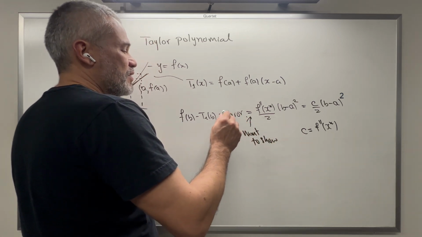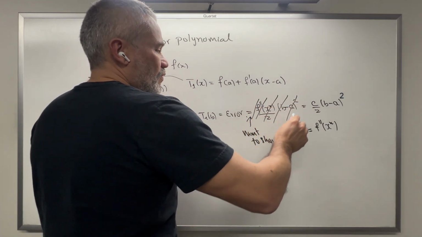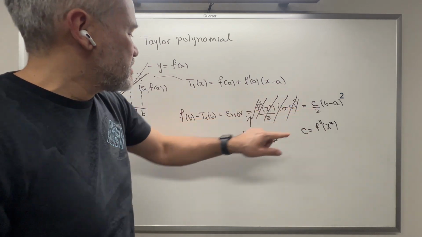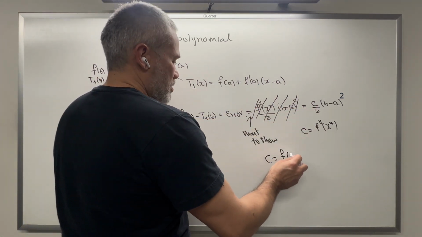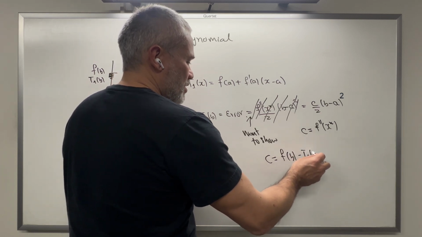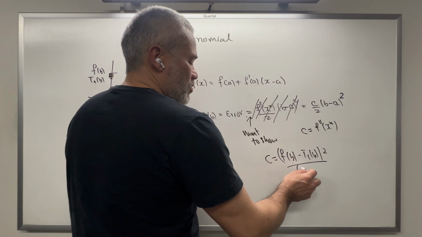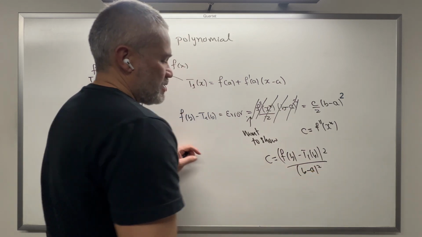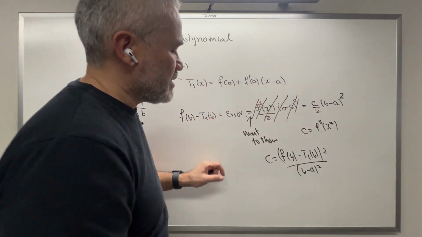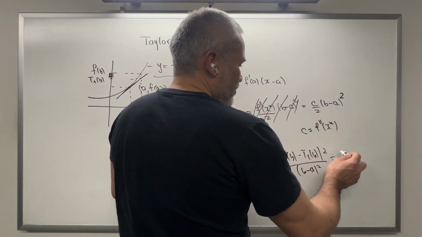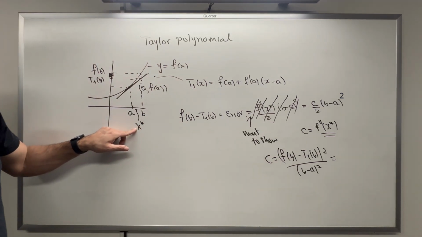In order to prove that, we forget about this part, and we just call c equal to f of b minus t1 of b times 2 over b minus a squared. That's just the error, and we write it like this. And we want to show that this is the second derivative at some point x star.